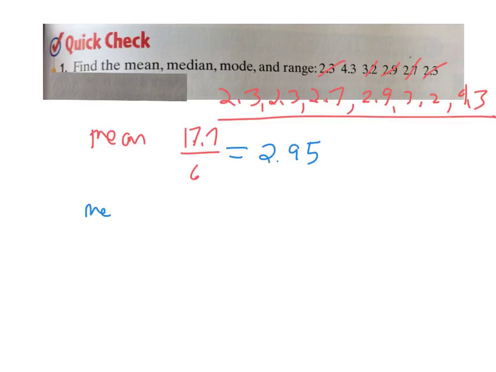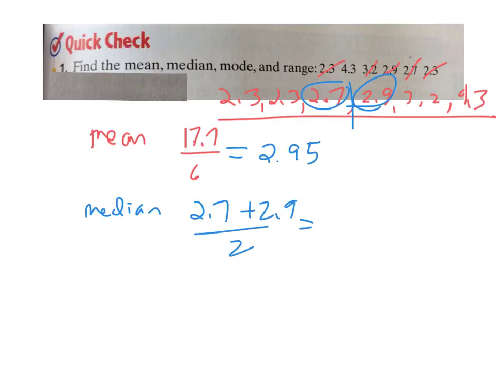Median, once we've put them in order, that's easy to find. So there's 6 numbers, so it's going to be between these two. Now again, if there was a middle number, you'd pick that, but there's not. So you have to add those 2 middle numbers together, the 2.7 plus 2.9 divided by 2, which is 2.8. So the median is 2.8.